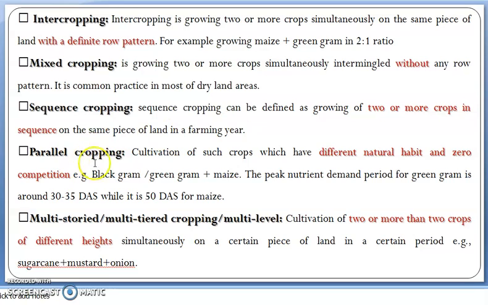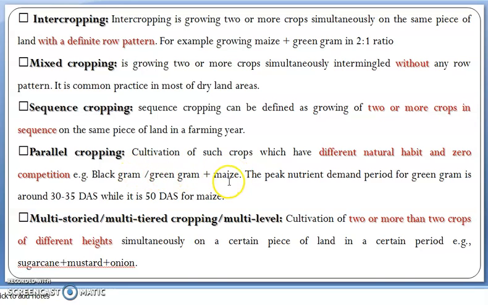Parallel cropping. Parallel cropping is cultivation of such crops which have different natural habit and zero competition among them. That is, when black gram or green gram is grown with maize, there will be no competition among black gram or green gram with the maize.